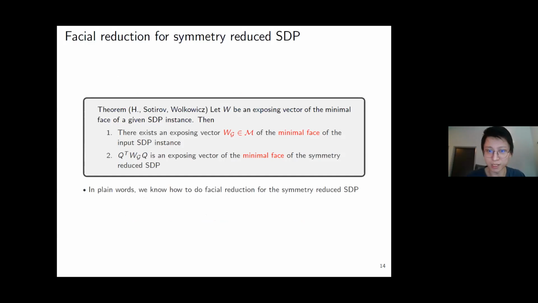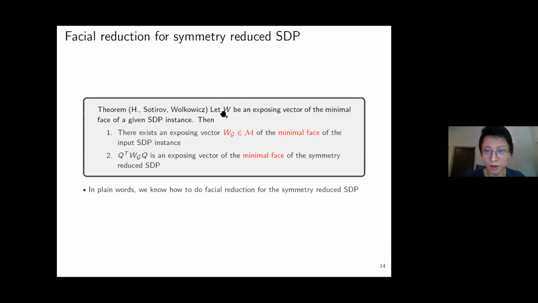So here is our main result. Recall that exposing vector is the term I mentioned when we looked at the facial reduction algorithm. So if W is an exposing vector of the minimal face of a given SDP instance, the minimality here means that if you use this exposing vector to get a smaller SDP instance, then the reformulated SDP instance is going to be strictly feasible. That's what the minimality here means.